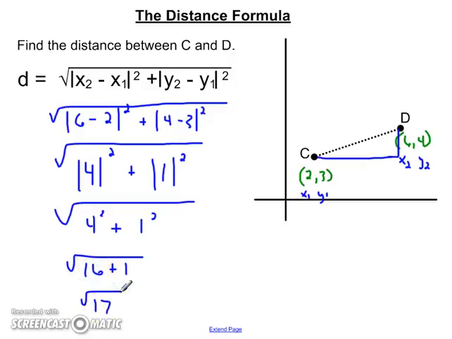And so now if I take the square root of 17, if you want to go ahead and put it in a calculator and do it the quick way, you can. We're talking approximately 4.1 units. So the length between C and D, as the crow flies, if we go direct, would be approximately 4.1 units apart.